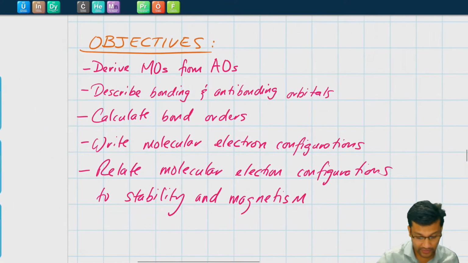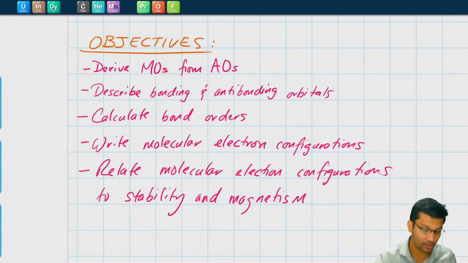By the end of this video, you should be able to derive molecular orbitals, or MOs, from atomic orbitals, or AOs. You should be able to describe bonding and anti-bonding orbitals. You should be able to calculate bond orders, write molecular electronic configurations, and also relate these molecular electron configurations to the stability and magnetism of various molecules.